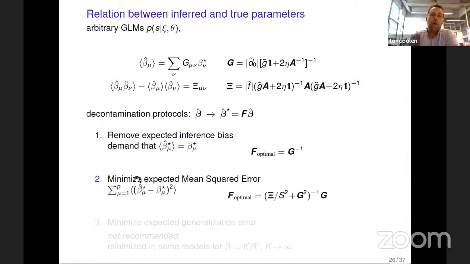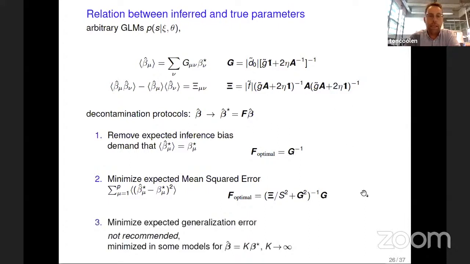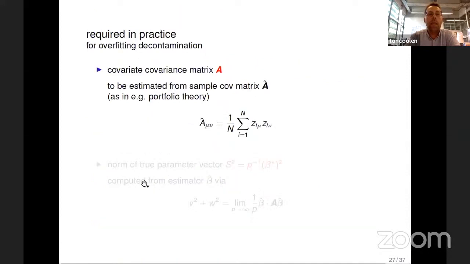Or you could say I want a minimum squared error. I want the expected mean squared error between the inferred, which is this, and the true parameters to be minimized. Again, you can work it out analytically and you get an explicit expression of which all ingredients you have. One thing I also thought was sensible, but turns out not to be, is to minimize the expected generalization error, because you can see in examples that this is not generally optimal. You can get all kinds of funny things happening here. But these two are sensible.